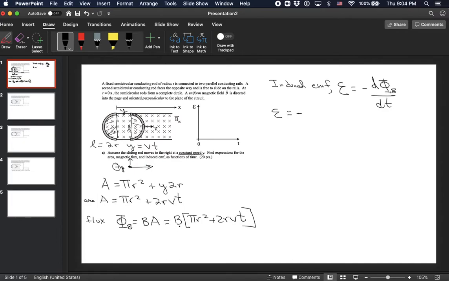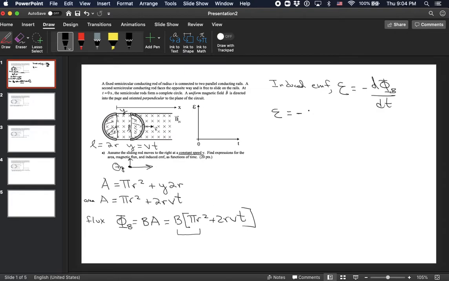And now let's look to see what in this equation for phi is a constant. We can see this first term has no t in it, so the derivative of that with respect to t is going to be 0. So I don't need to worry about that. Here I have basically a constant times B and then times t, so I can pull the constants out.